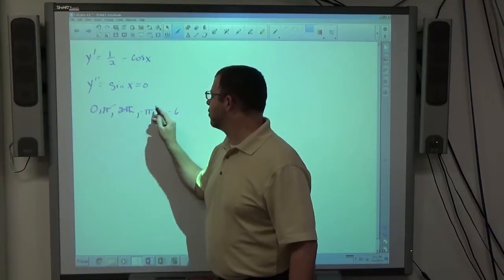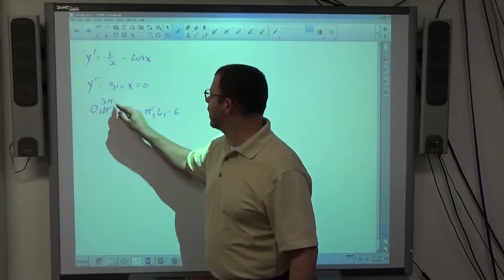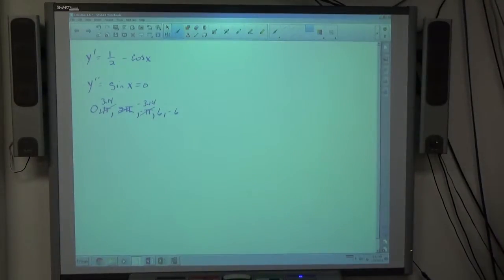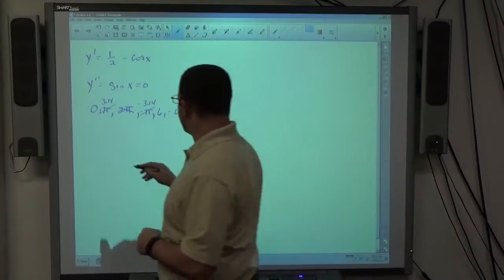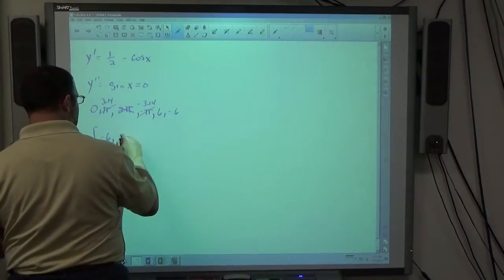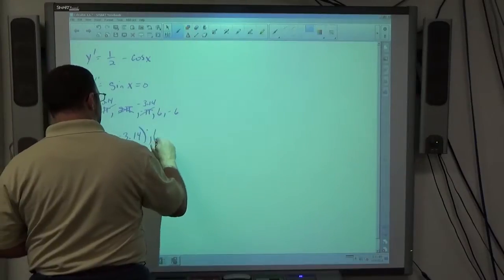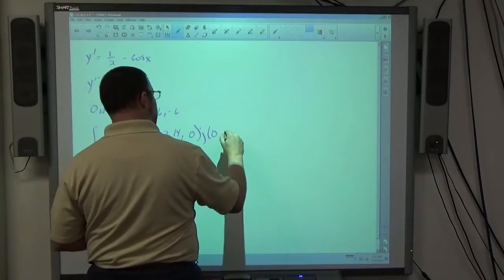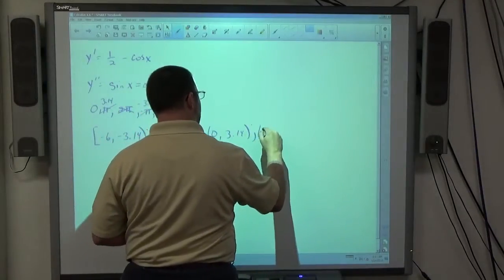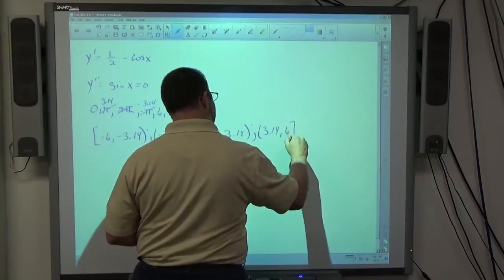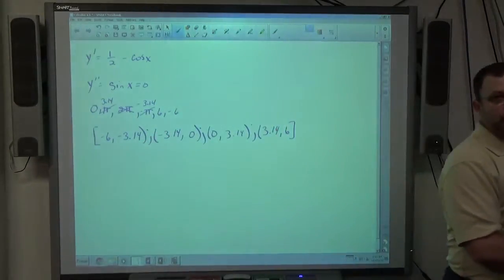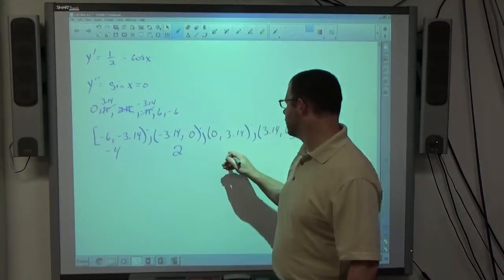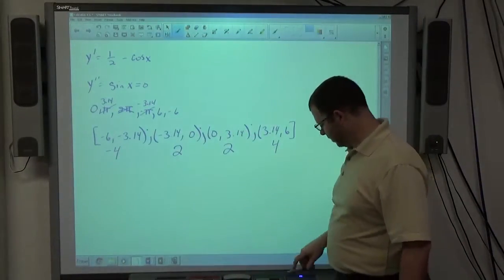And again, I like decimals rather than pi's, so that's 3.14, -3.14. A couple decimal places is sufficient. So if I'm setting up intervals for this, I'm going to go from -6 to -3.14, -3.14 up to 0, 0 to 3.14, and 3.14 up to 6. Again, I'm picking test points on each of those intervals, so let's go -4 here, -2 there, 2 there, and 4 there will be fine.